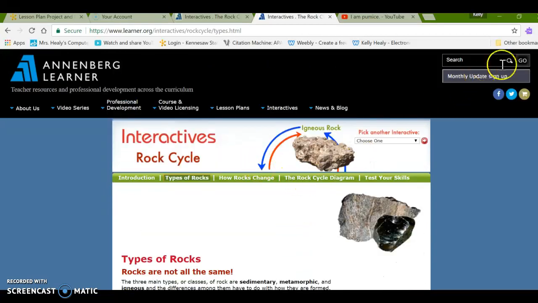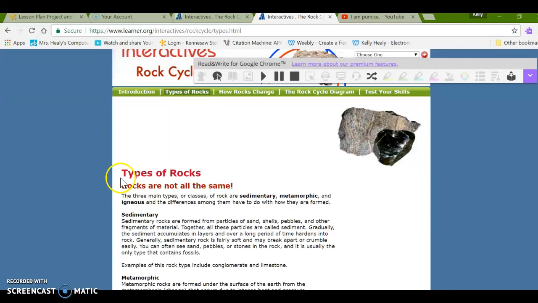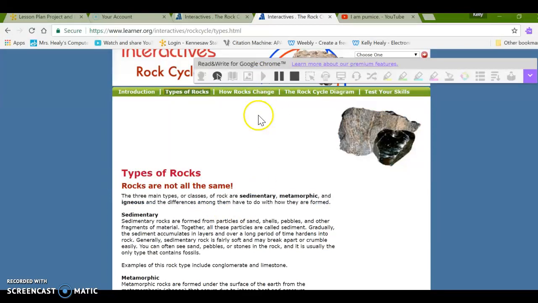This is where the Chrome extension Read and Write comes in handy, because Read and Write is an extension that allows the user to highlight text and then play that text, and it will be read for the user.